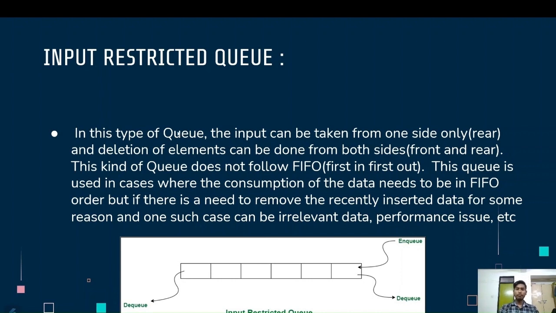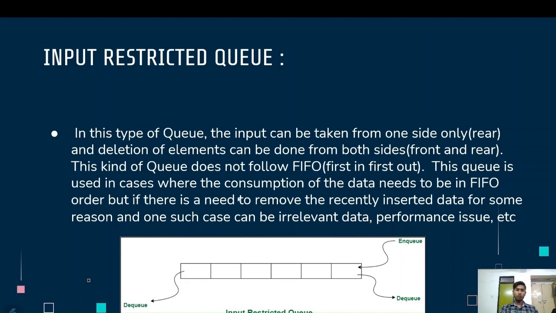Here it is written that in this type of queue, the input can be taken from one side only, that is rear, that I already told you. And the deletion of element can be done from both sides. That you can see that here, deletion can be taking place from both the sides. This kind of queue does not follow FIFO because deletion is taking from both the sides. That's why it is not following the FIFO property.